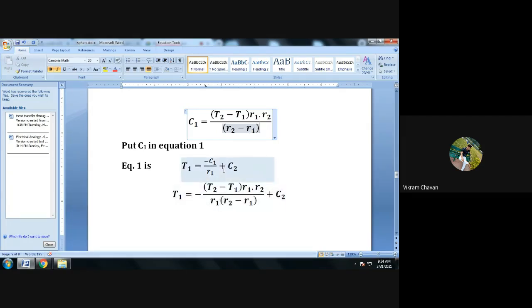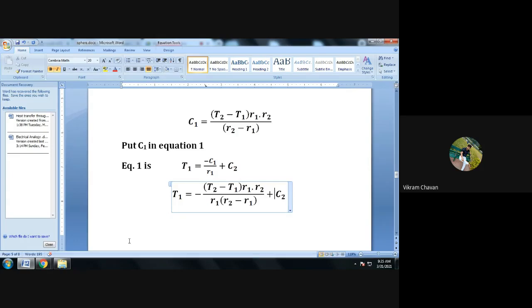After putting the value of C1 in equation number 1, we'll get T1 is equal to minus, and instead of C1 we put this particular value, the minus sign as it is. Inside the bracket (T2 minus T1), R1 multiplied by R2, whole divided by R1, which remains as it is, multiplied by (R2 minus R1), bracket complete, plus C2. Getting everyone?